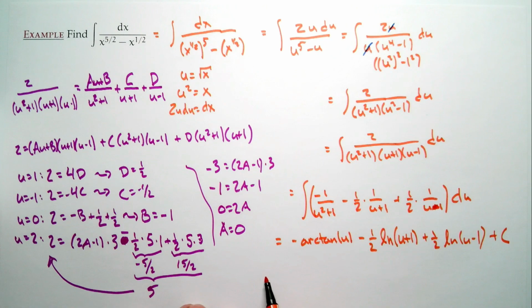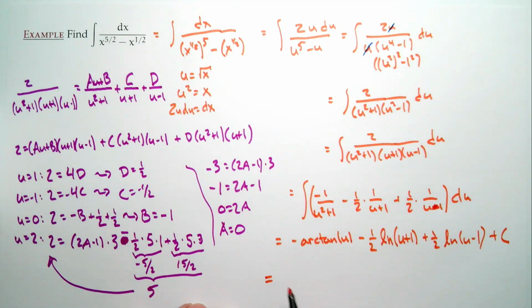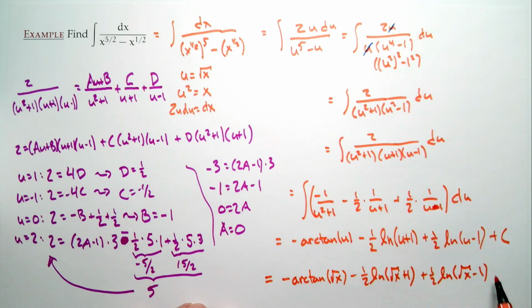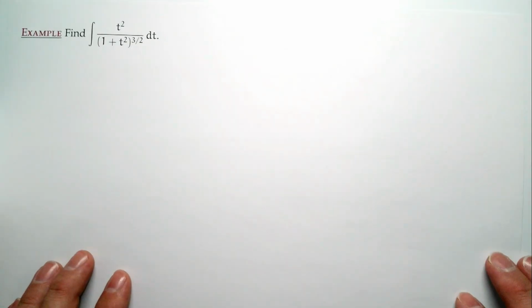Okay, what's left? Yeah, we've got to go back and substitute back in because we got to say, okay, this is really minus arctangent of square root of x minus a half log square root of x plus 1 plus a half log square root of x minus 1 plus c. And now we're done. There we go. Good. A nice warm-up problem that only took us 20 minutes. All right. Next one.